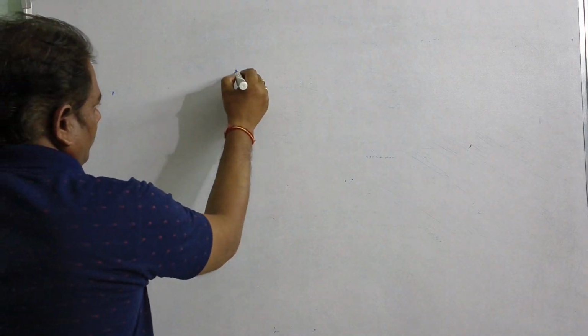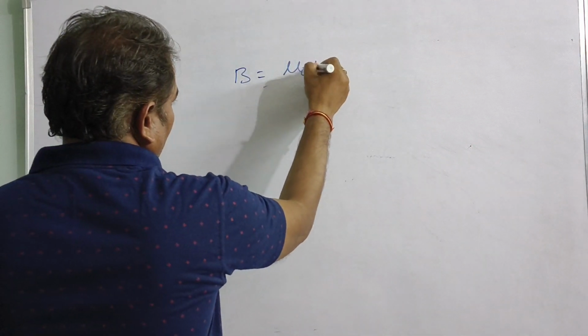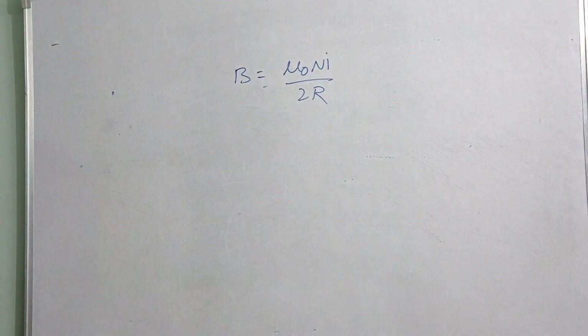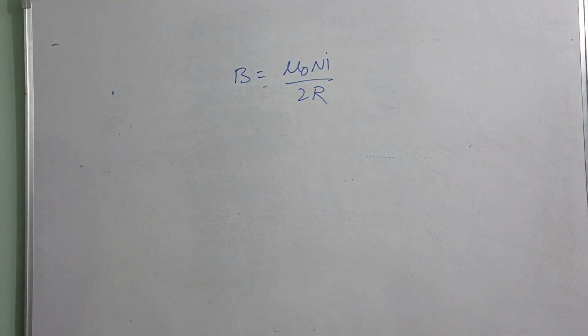Magnetic field at the center of the coil. Magnetic field at the center of the coil, that is mu naught Ni by 2R. Mu naught Ni by 2R.